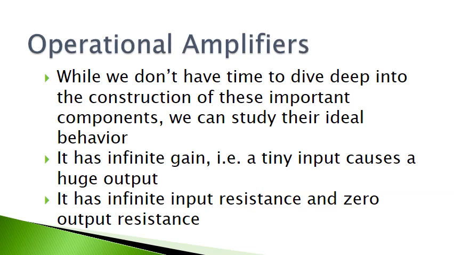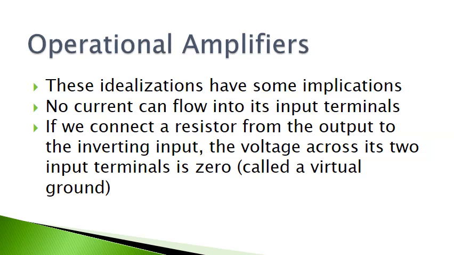One, that it has infinite gain. This means that a tiny input causes a huge output. It also has infinite input resistance and zero output resistance. The infinite gain assumption is fairly realistic in that the voltage gain can be on the order of 10 to the 5th. These idealizations have some implications. No current can flow into its input terminals. This is because it has infinite resistance.